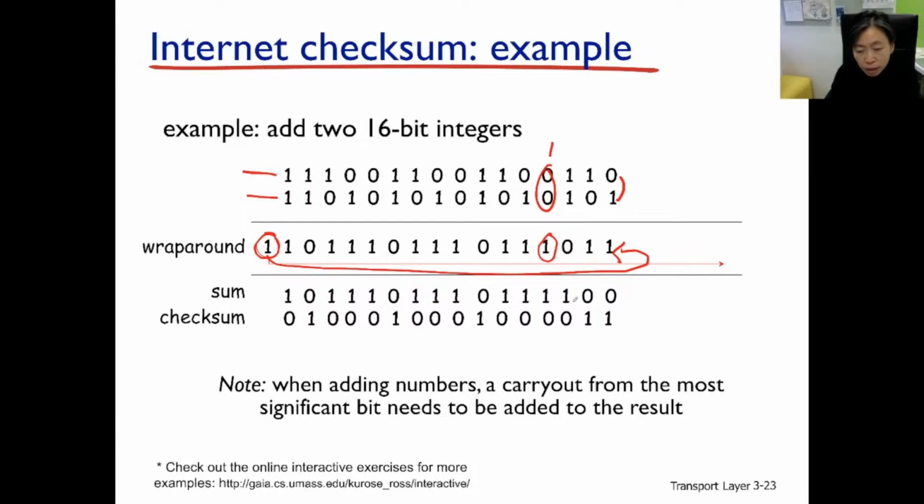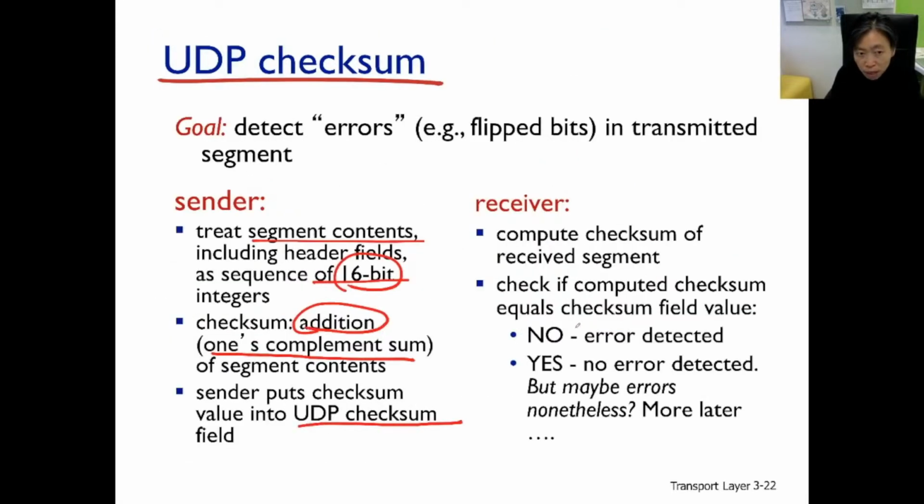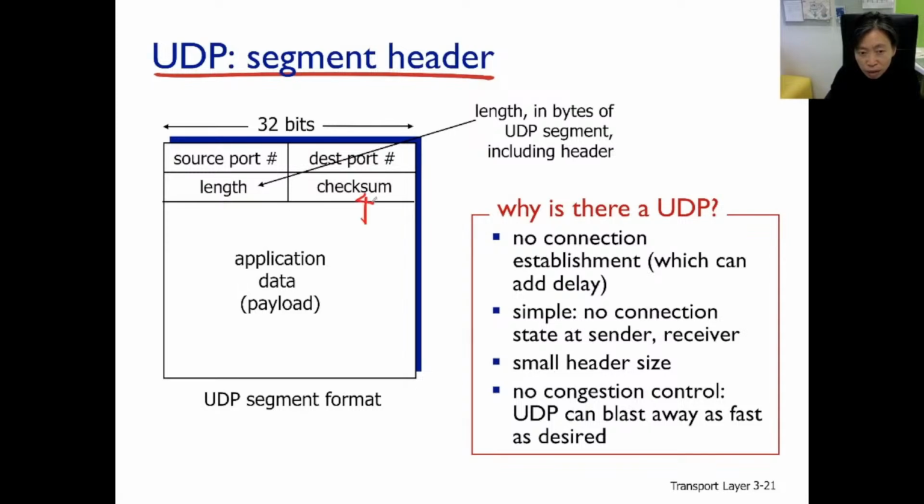All right. Now, the last thing is just to take the complement. The complement is straightforward, flipping 0 to 1 and flipping 1 to 0. And so in the end, we have the checksum, which is also 16 bits. And this is what's placed in this part of the UDP segment.